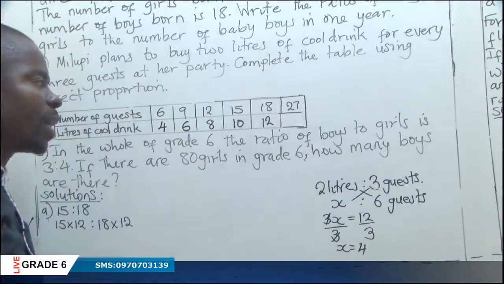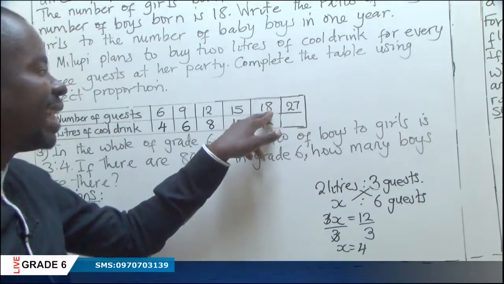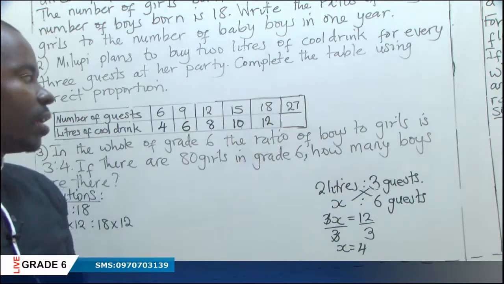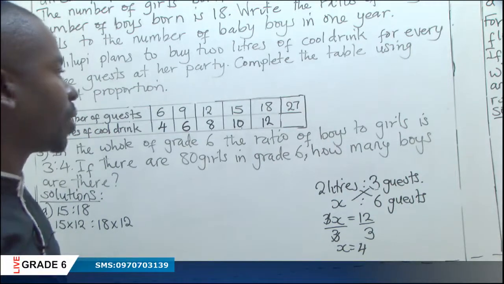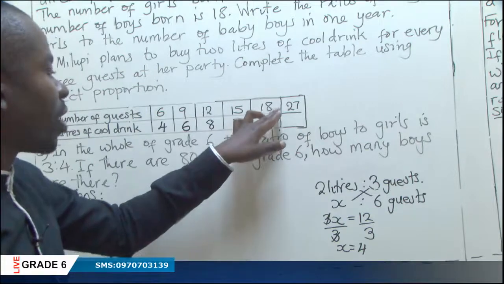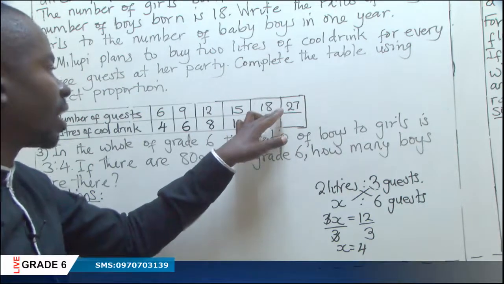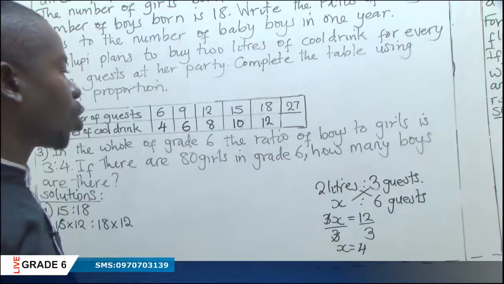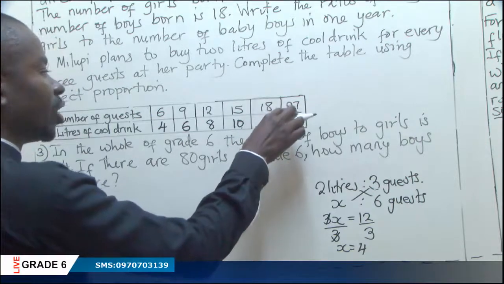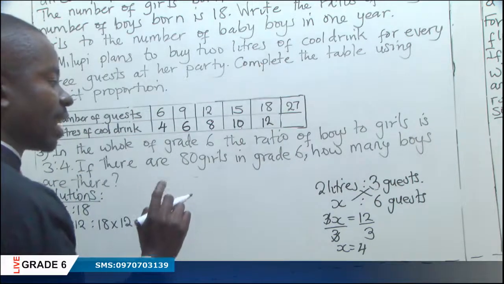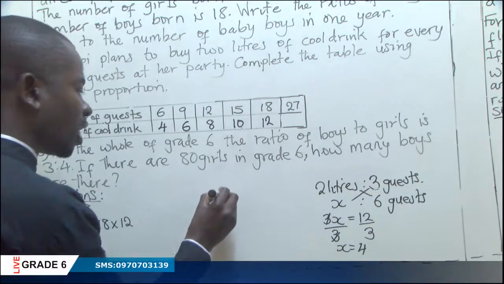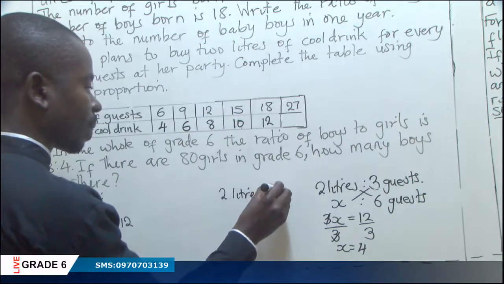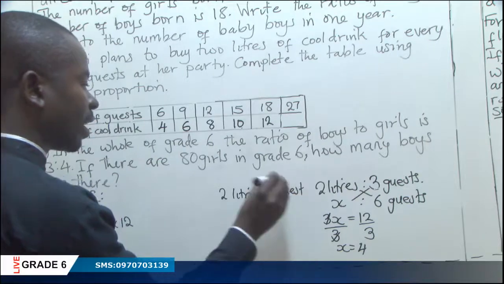All right. Now, boys and girls, we must understand that from 18 to 27, there are not 3 girls who have been added there. How many girls have been added there, boys and girls? If we add 3 girls, it will give us 21. Another 3 girls, 24. Another 3 girls, 27. So we know that from 18 to 27, 9 girls have been added. Okay, so we know that 2 liters is for 3 girls.